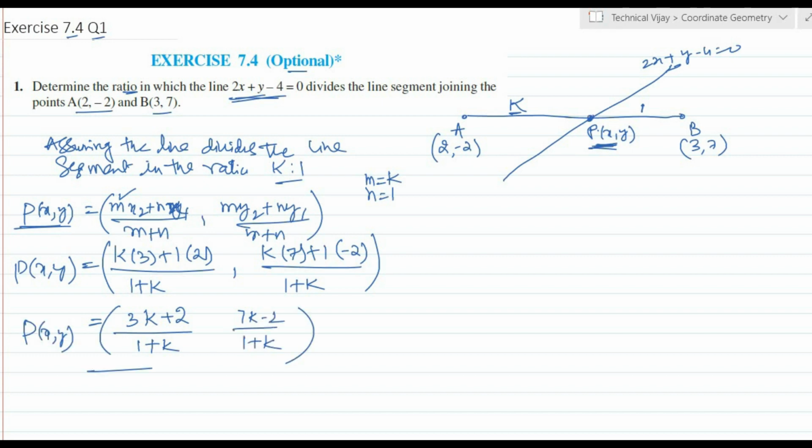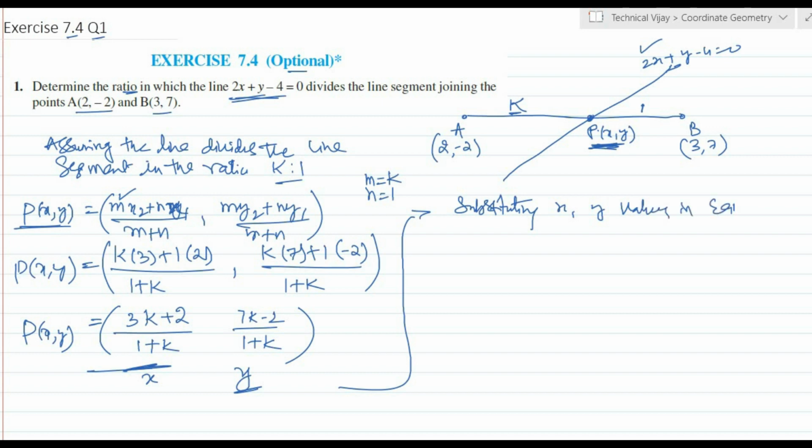One more thing: this straight line is passing through P of (x, y). So if you substitute this x value and this y value, this equation should be satisfied. So substituting the x and y values in the straight line equation 2x plus y minus 4 is equal to 0, where x is this one and y is this one.